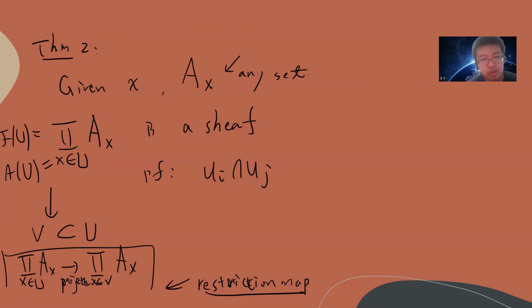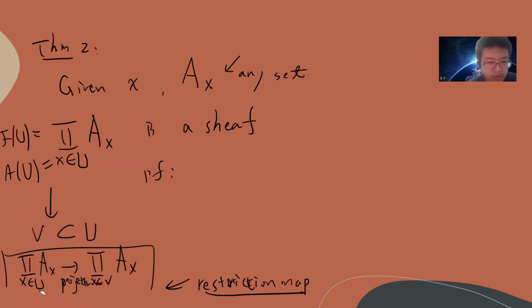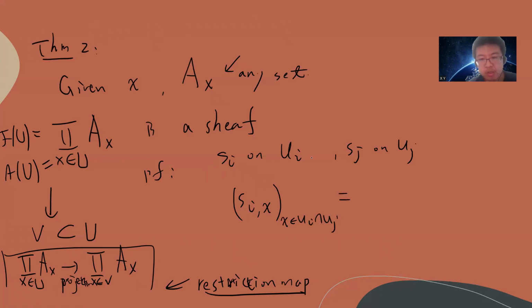Okay. So in order to prove this one, it's simple, right? Let's write it carefully. Imagine that you have s_i on U_i and s_j on U_j, and you want to say that they are the same on the intersection. If they agree on U_i ∩ U_j, then for each x belonging to the intersection, because it's just a projection, they are the same, right?